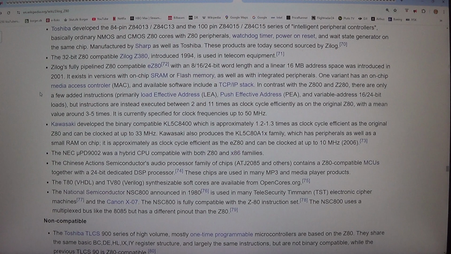In contrast with the Z800 and Z280, there are only a few added instructions, primarily load effective address, LEA, push effective address, PEA, and variable address 16/24-bit loads, but instructions are instead executed between 2 and 11 times as clock cycle efficiently as on the original Z80, with a mean value around 3 to 5 times. It is currently specified for clock frequencies up to 50 MHz.